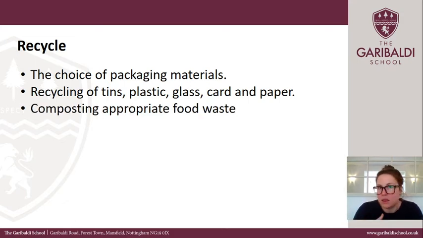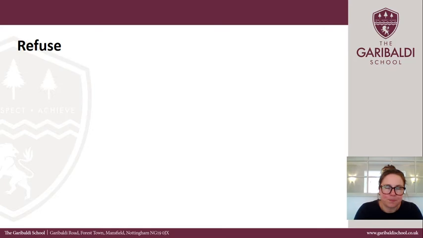There's some food waste that can't be composted, but certainly any kind of organic matter, things like ends of vegetables, fruit, peelings, etc. are all things which can be composted and then used in the garden.